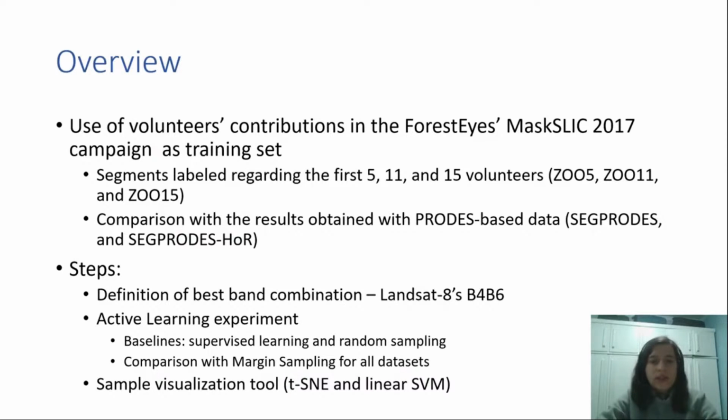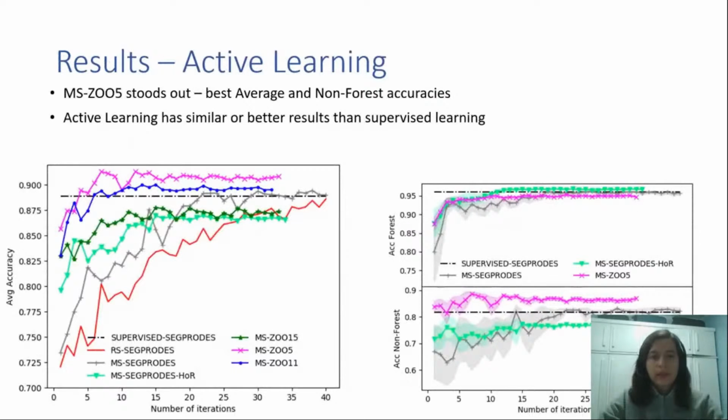With this combination, the active learning was performed, where the baselines were supervised learning and random sampling. These baselines are compared with margin sampling with all the datasets built. After that, a sample visualization tool was applied to the datasets to check the separability between the classes. Random sampling achieved the worst results. The MES-Zoo approach presented good results, where MES-Zoo 5 stood out, having outstanding non-forest accuracy, which is the target task of this work, detecting first deforestation in rainforests.